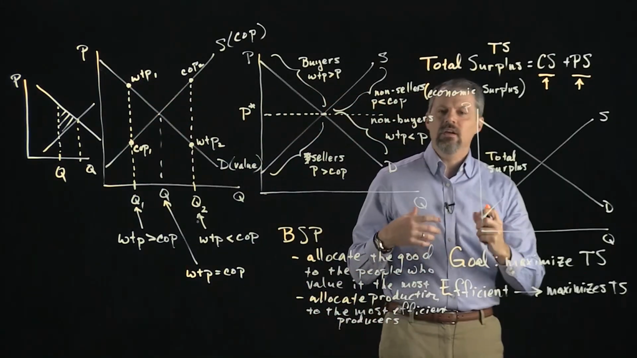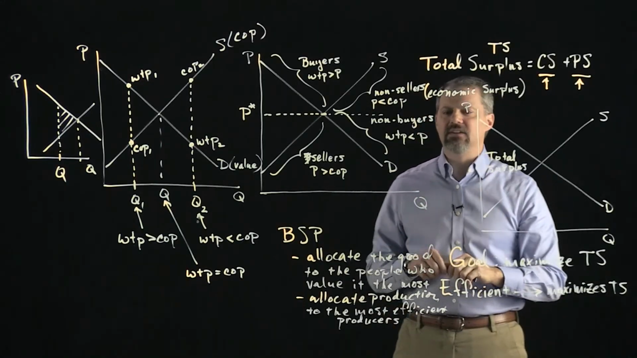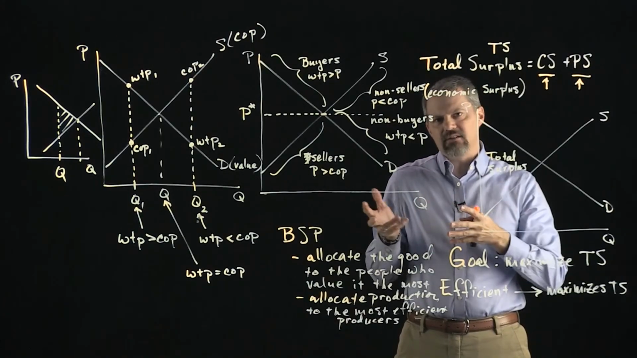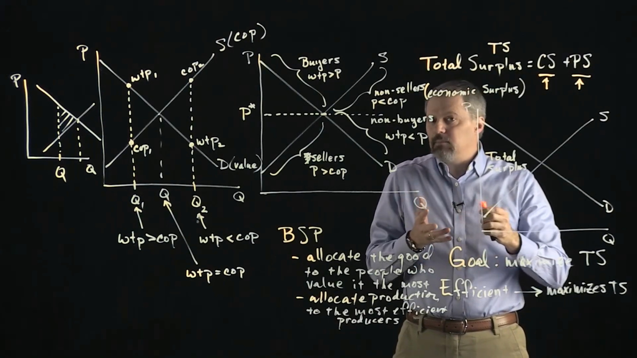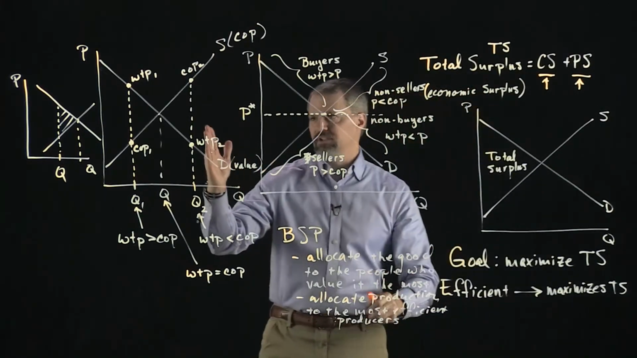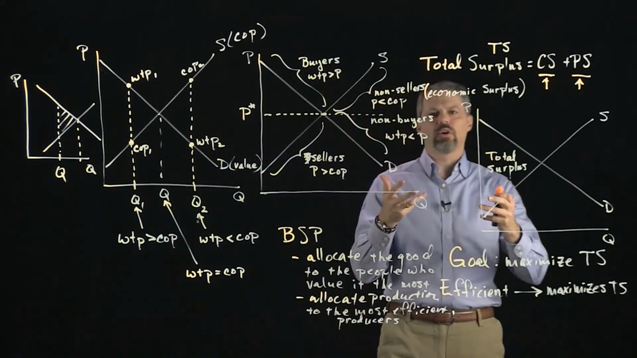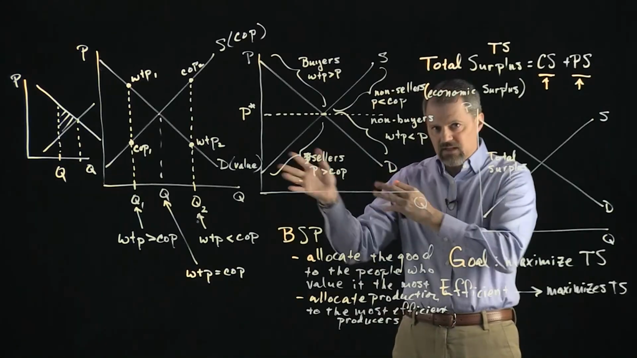So the general conclusion that we can get is that the best a planned economy could hope for is to tie the free market. It can't beat it. The free market results in a maximization of total surplus. There's no other way of organizing economic activity that is better than that.